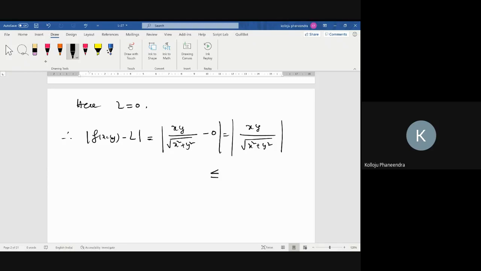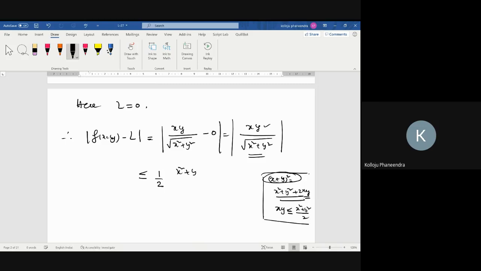The hint is, let me express the numerator in terms of the denominator values. What is x plus y whole square? It is x square plus y square plus 2xy. So xy is less than or equal to 1 by 2 of x square plus y square. This is one logic to get the less than symbol. So this is less than or equal to mod 1 by 2 times x square plus y square by under root of x square plus y square.